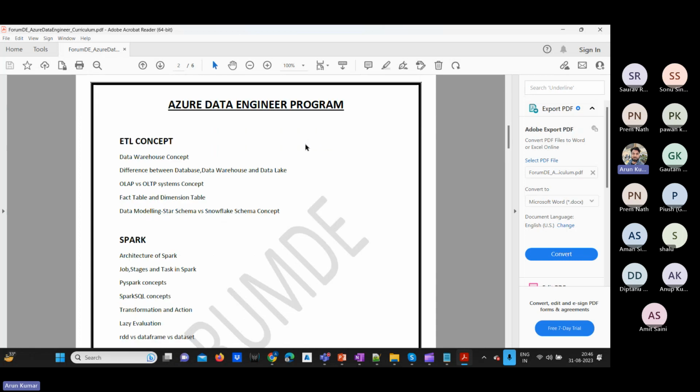If I talk about the syllabus, we'll be covering the ETL concepts. ETL stands for extract, transform and load. This concept is almost the same in all ETL projects you will work on. Whether you are working in Power BI, Tableau or Snowflake, these concepts are common across all platforms. These are important concepts, and whatever I teach will be very relevant to interviews.